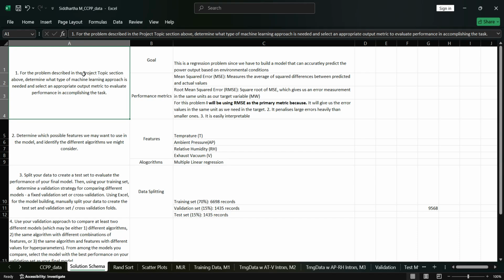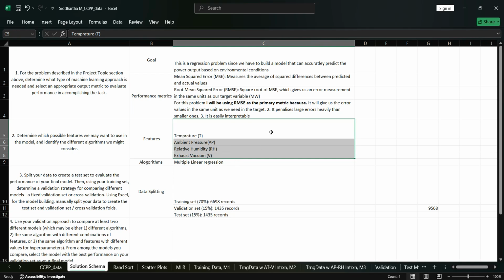The possible features which I have used here are temperature, ambient pressure, humidity, and exhaust vacuum. What I've also done is taken the interaction between temperature and ambient pressure, and relative humidity and exhaust vacuum separately, as another variable. The algorithm which I'm going to use is multiple linear regression.